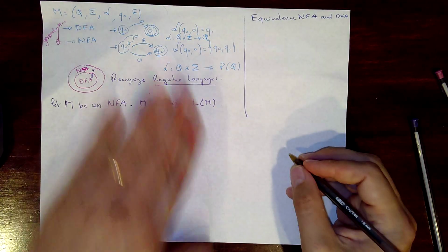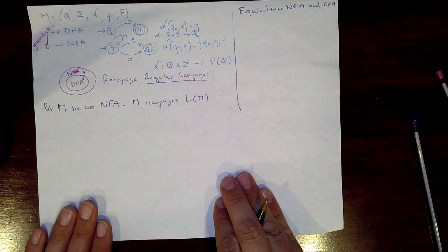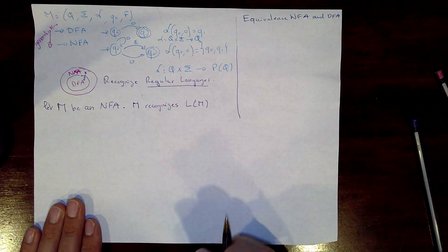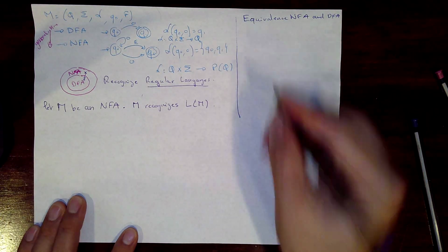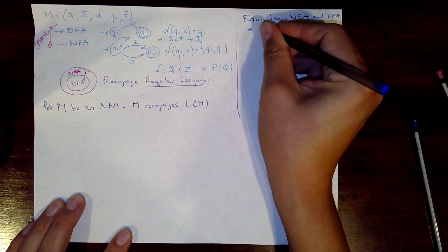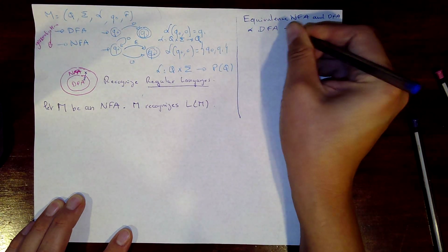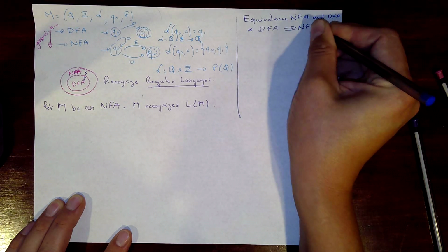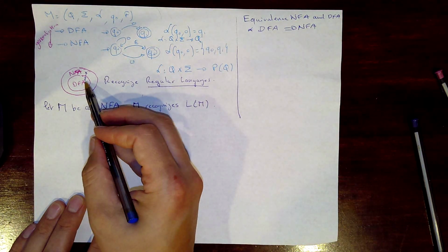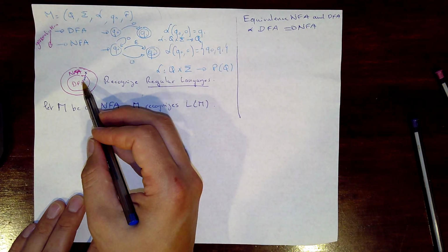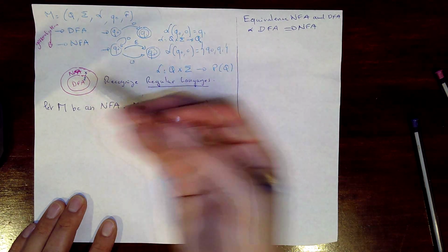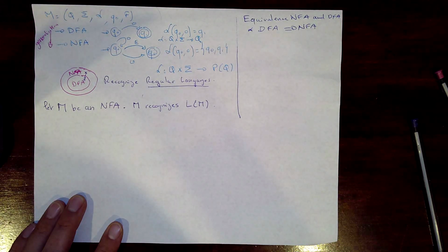Well, for that you need to show that any language recognized by the DFA is also recognized by an NFA. That's the first part, and that's very straightforward, because we just said that all DFAs are NFAs. So of course, a language that is recognized by a DFA is also recognized by an NFA, that is to say itself, because it's also an NFA.